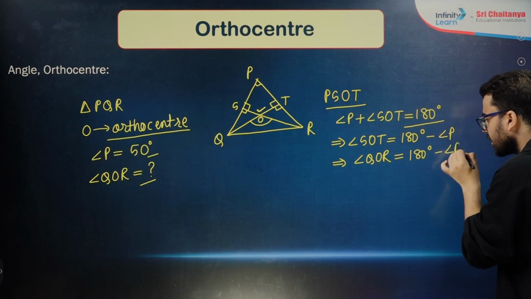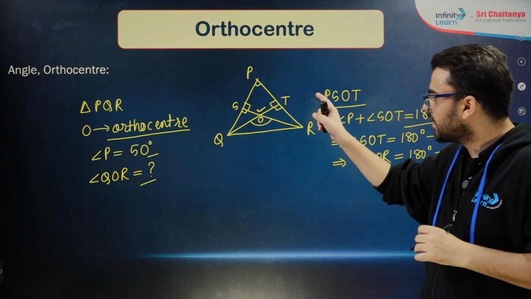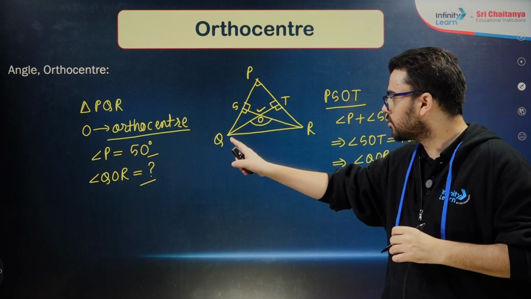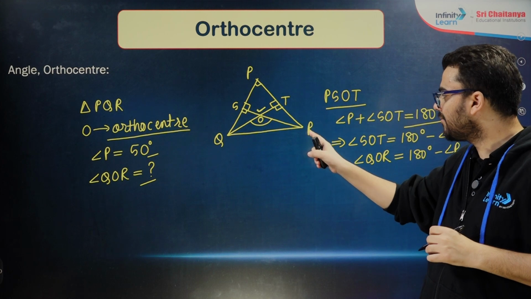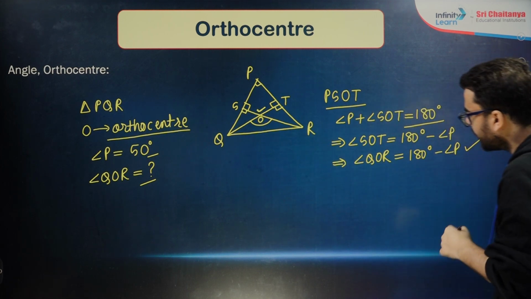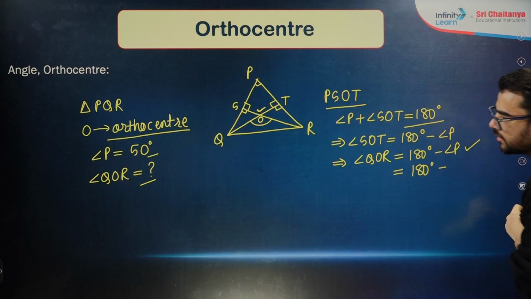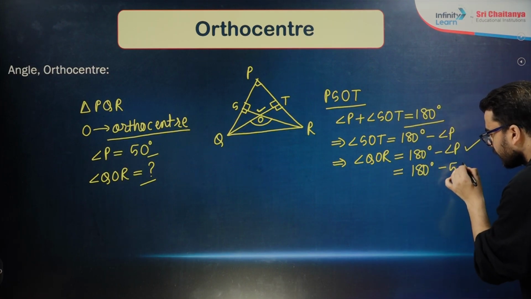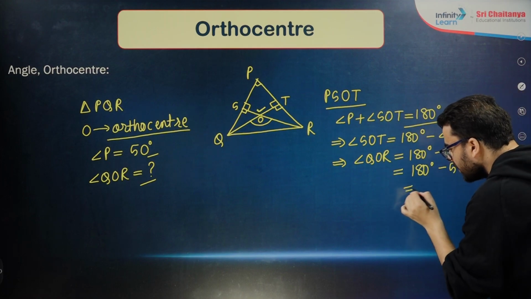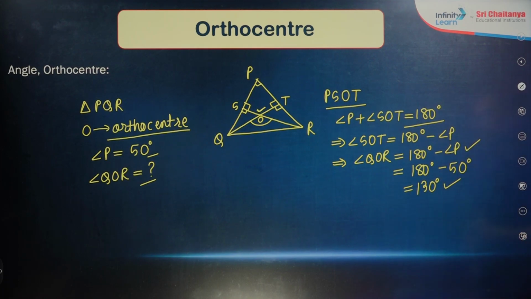This is an important result which you can remember: if there is a triangle PQR and O is the orthocenter, then angle QOR will be 180 minus the third angle. The third angle is 50 in this question. So that is 180 minus 50 degrees. So 130 degrees is the answer. I hope that is clear, guys.